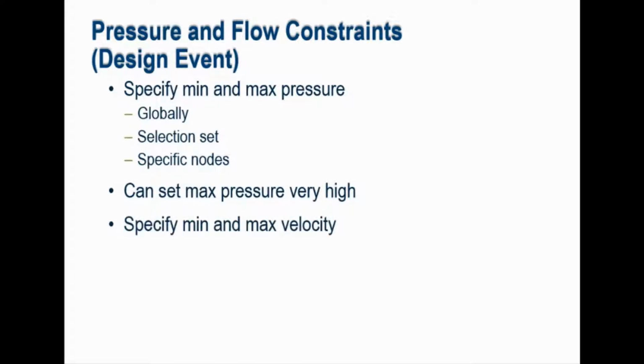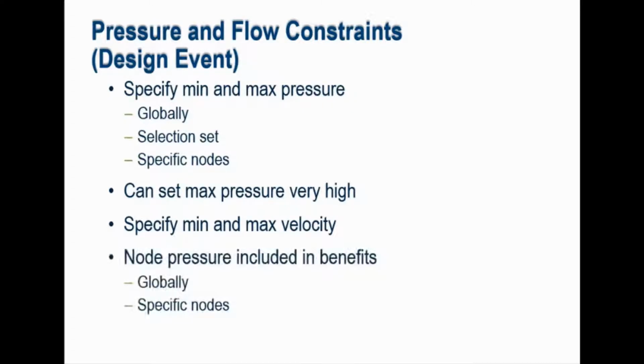You also have the ability to set a maximum velocity, just in case you have some design criteria for transients or asbestos concrete pipe or something, where you're trying to make sure you don't exceed a certain velocity in a design for a certain pipe set. And then node pressures included in the benefits. So again, whatever these are globally, or you can specify them individually within the study. So this is all done inside the study, not impacting your representative scenario itself.